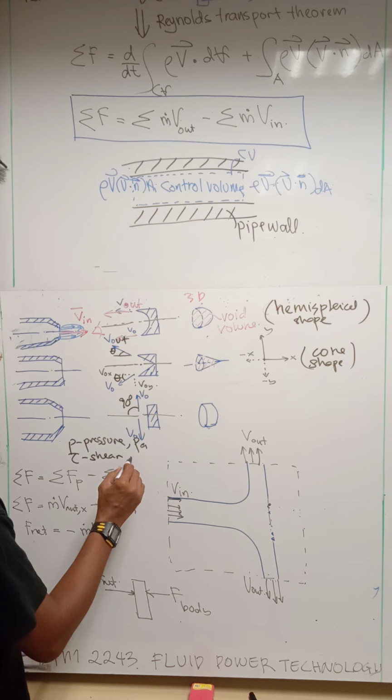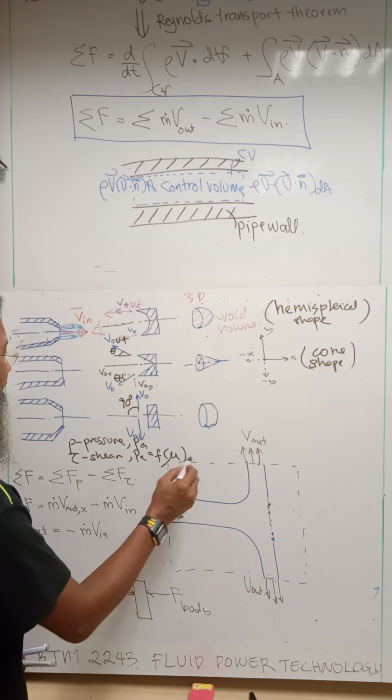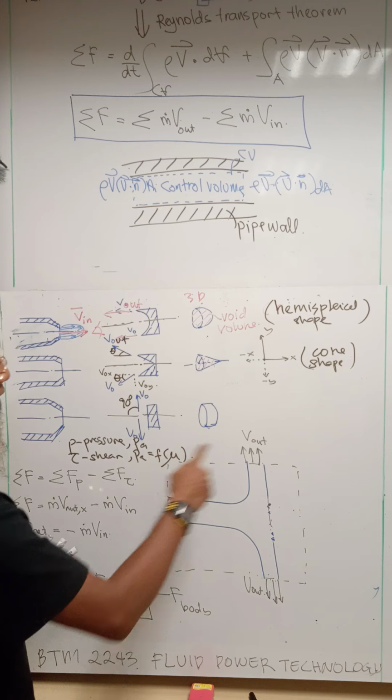And this shear stress is also in Pascals and is a function of dynamic viscosity, right? So all the forces will be the summation of forces due to pressure. So we have to define the control volume.